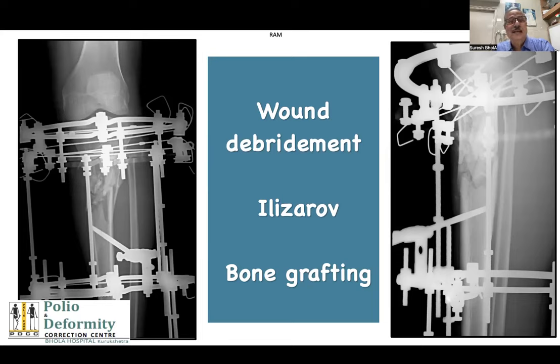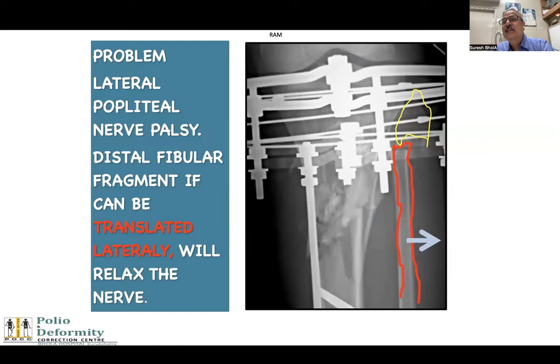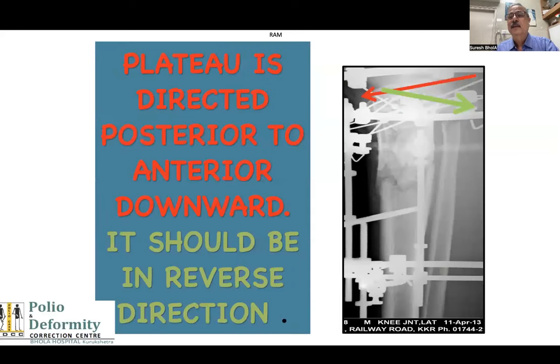Like in this case, if we can slightly displace the distal fragment laterally, there will be less tension on the lateral popliteal nerve. This is about the frontal plane. If we see carefully, the plateau in this case was directed reverse, from posterior to anterior downwards.